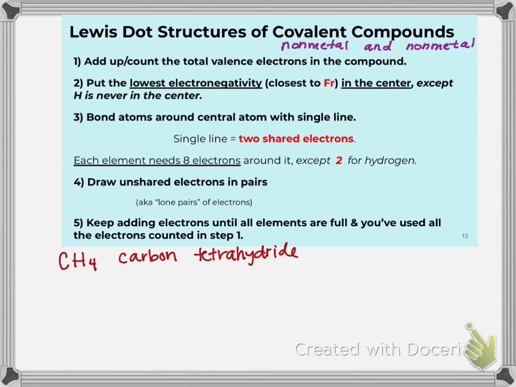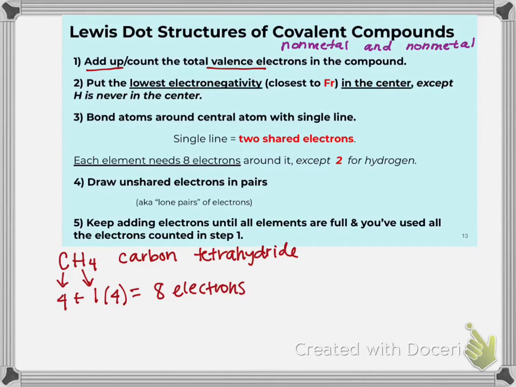The first step is to add up the total valence electrons in the compound. Carbon is in group 4, so it has 4 valence electrons. Then you're going to add up hydrogen. Hydrogen is in group 1, so it has 1 valence electron, and look at that, I have 4 hydrogens. So this structure has a total of 8 electrons. Now, when I draw the structure, I cannot exceed 8 electrons.